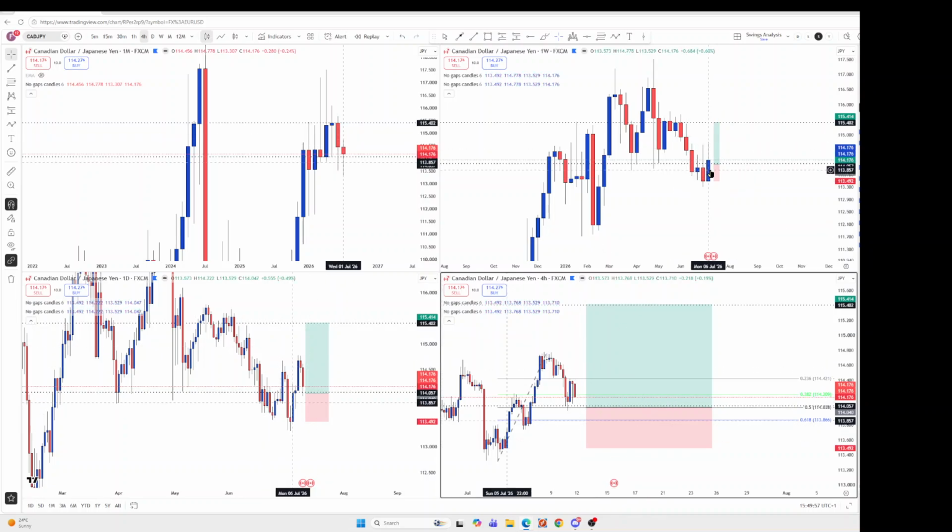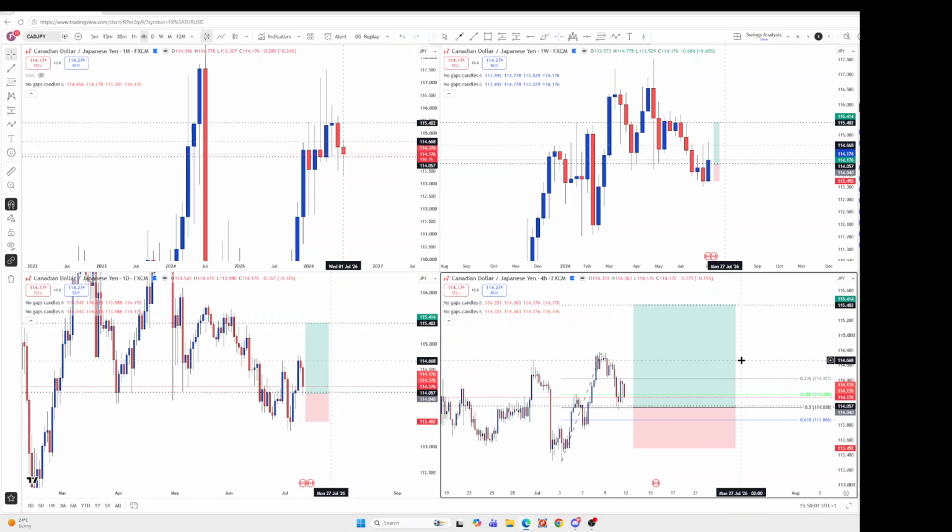The weekly did close as bullish, so I'm quite happy to sit in this trade for next week, and we'll see how it goes.